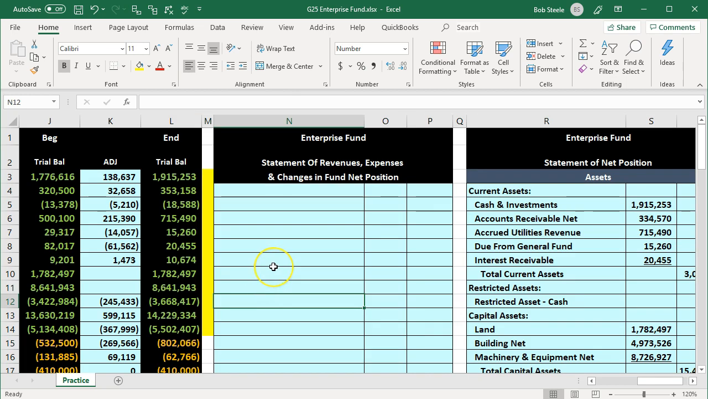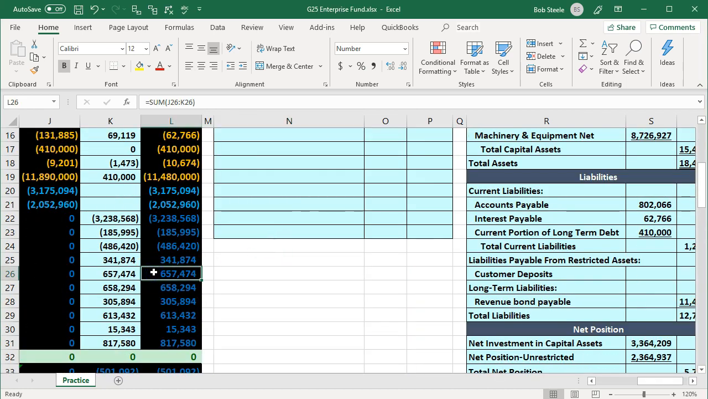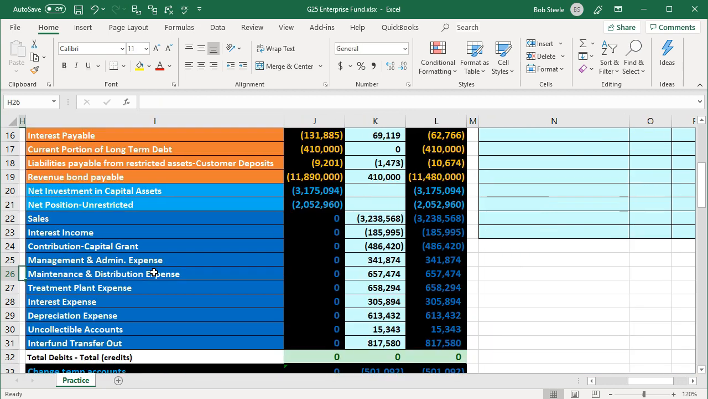And now we have the statement of revenues, expenses, and changes in fund balance or fund net position. And so that's going to be pretty much the equivalent of the income statement. And we're going to go through these items in a similar fashion, of course, concentrating down here in the dark blue accounts, those being the temporary accounts, the income type related, similar to income statement type of accounts.